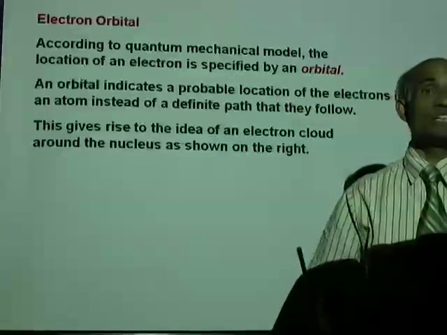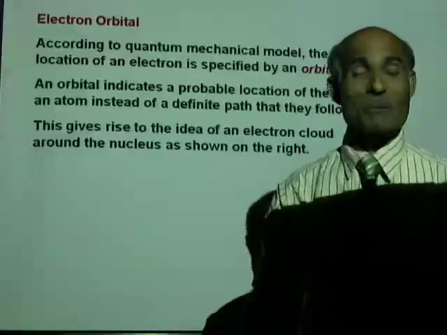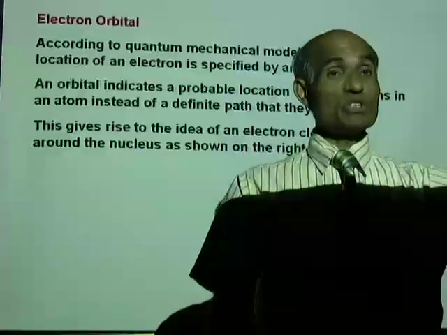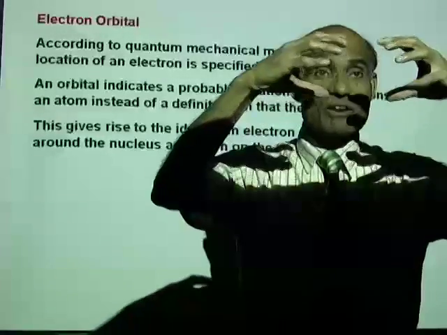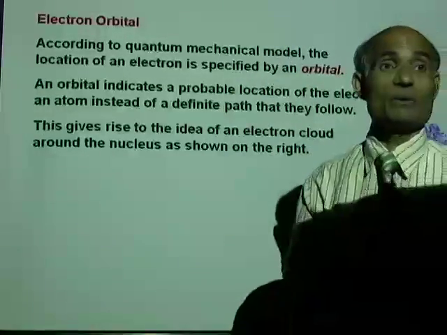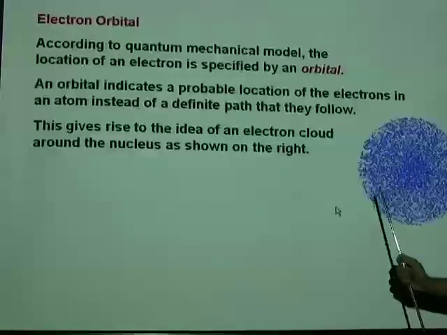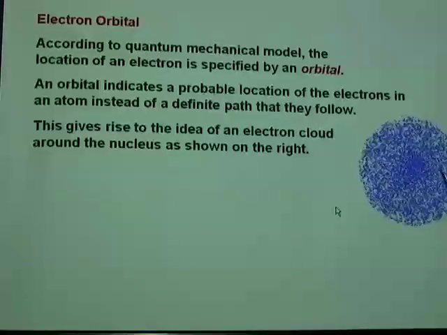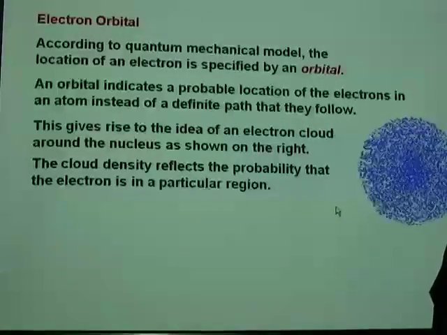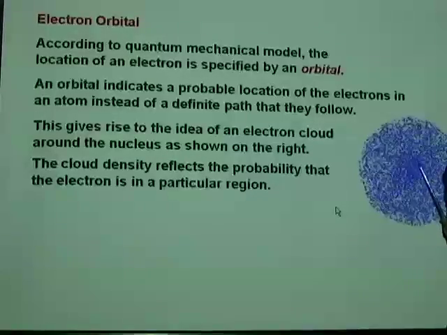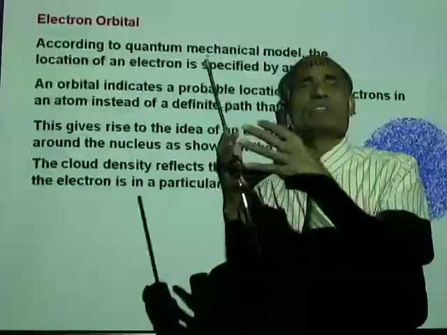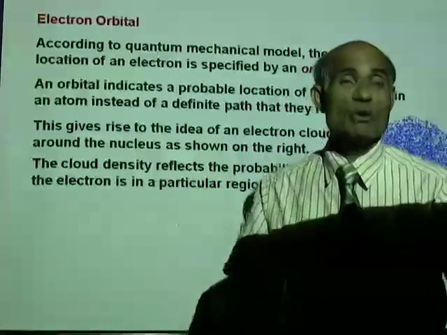So this gives rise to the idea of an electron cloud around the nucleus. That means there are regions where the probability of finding the electron is greater than other regions. The probability value of finding the electron around the nucleus varies at different places, giving rise to the idea of an electron cloud. Now here, not a very good picture though, but it gives you an idea of what an electron cloud looks like. The cloud density reflects the probability that the electron is in a particular region. If the cloud density is large, it means the probability for finding the electron there is greater. If the cloud density is not very high, the probability of finding the electron there is very low.